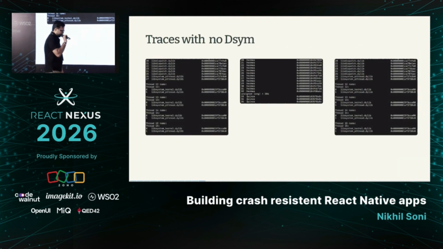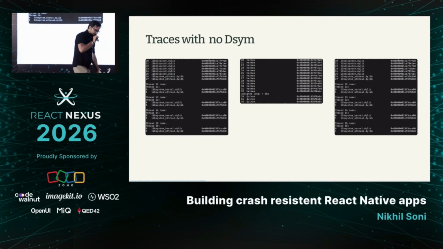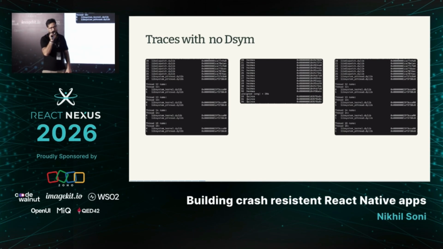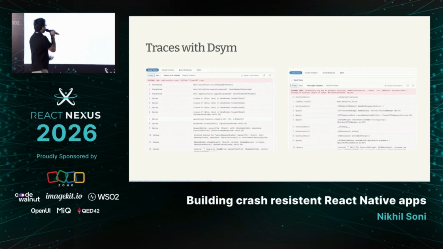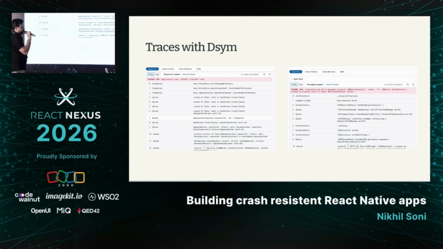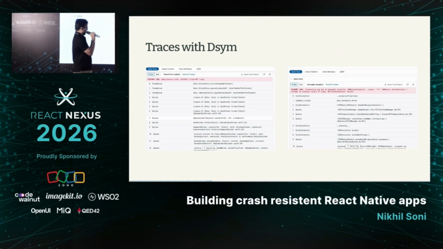This is how the traces look like. I think everyone has seen such crashes where we don't know what to do exactly because we can't understand anything. I just see 0x0000000104 something, which is too random to me and I don't know what exactly that means. But once you have the DSYM, which is debugging symbols, it helps you get exactly what the issue is.